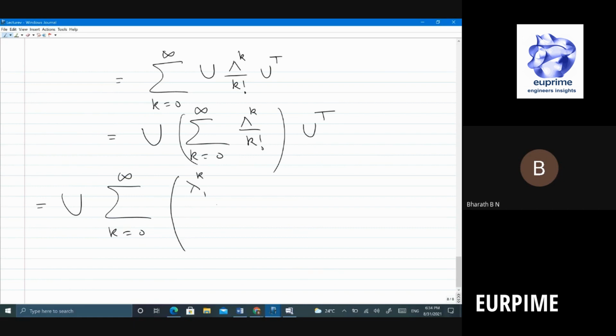Right, lambda 2 power K, lambda n power K, 0, 0, whole divided by K factorial, U transpose. This is how it looks. Now I can pull the summation inside. The sum of a matrix is nothing but the sum of each individual term, right? So I can do this.